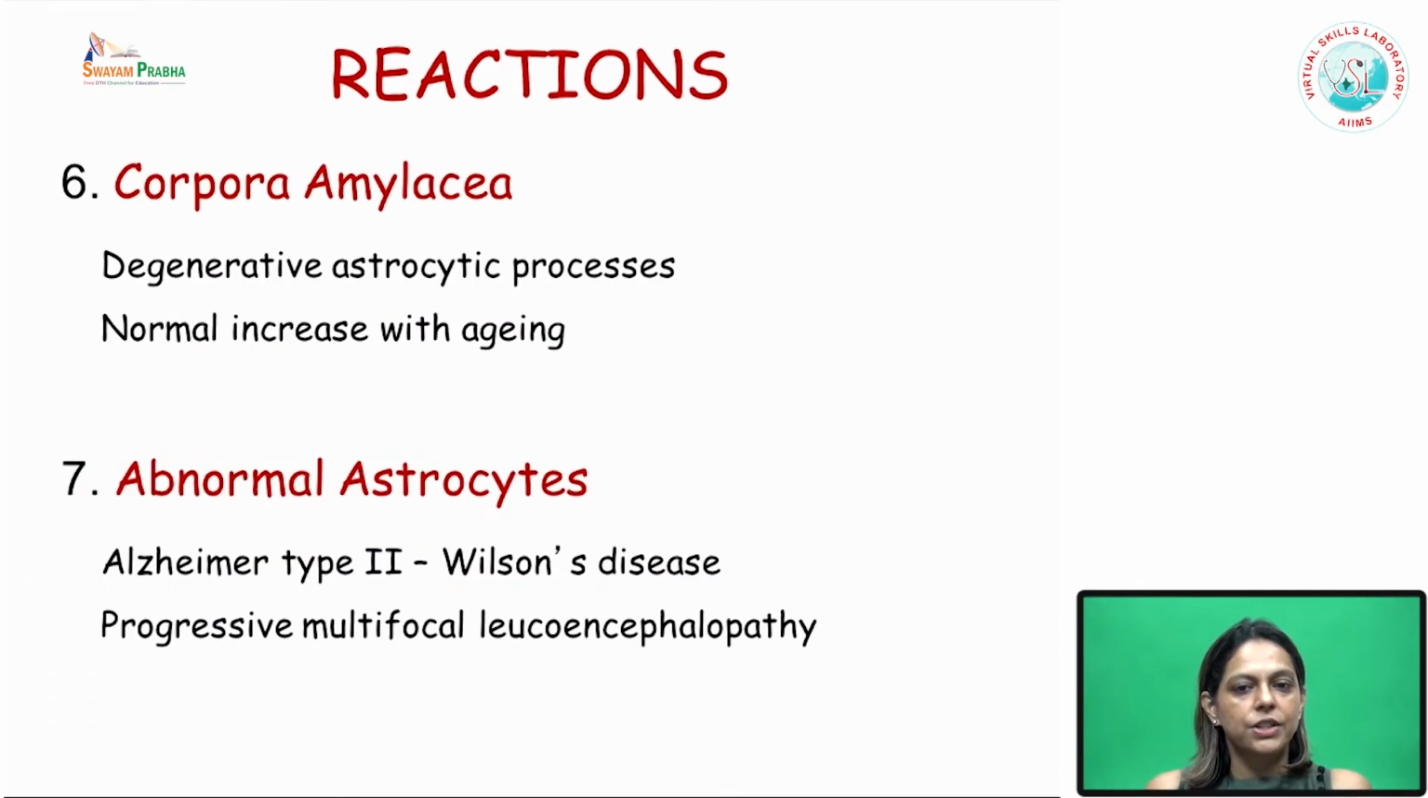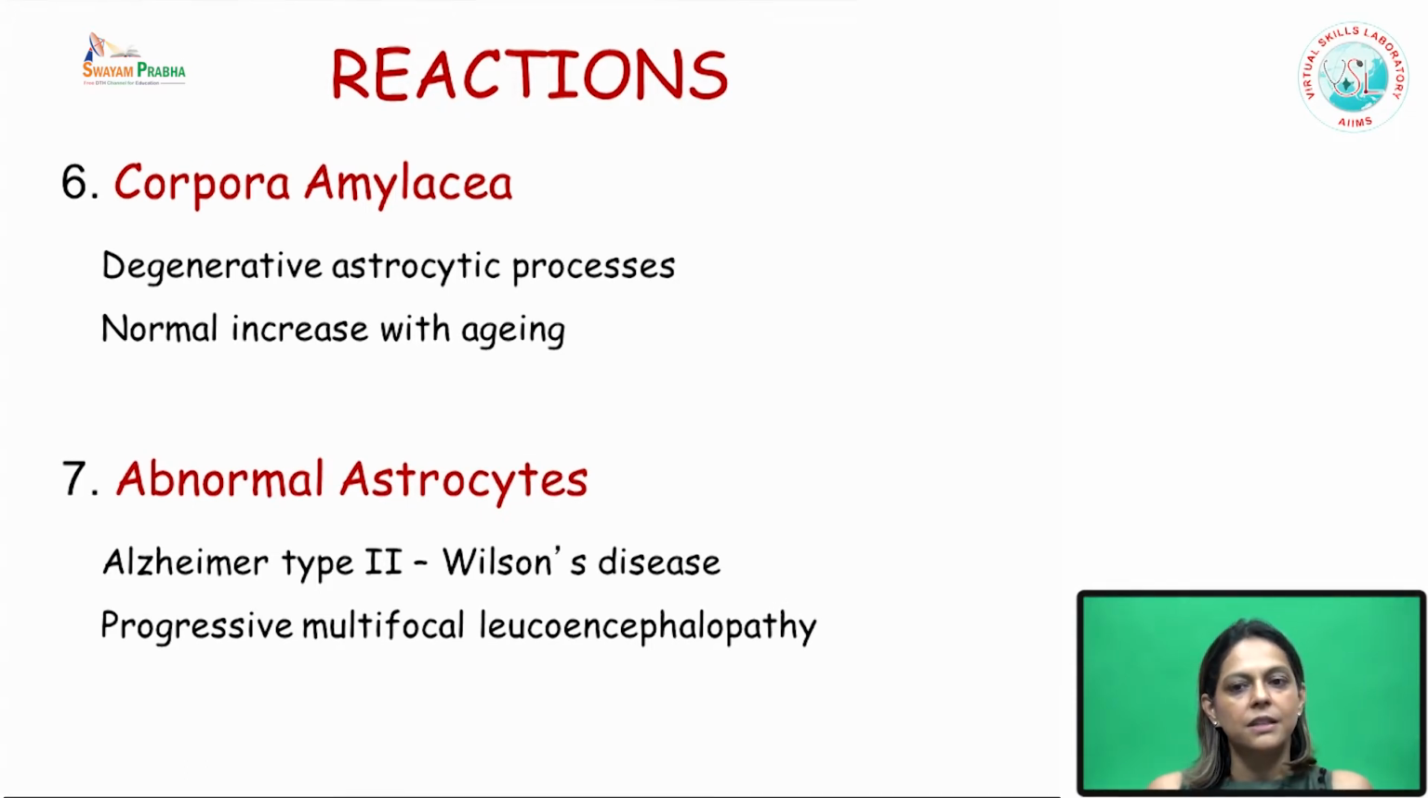Now, next reaction which you can see in astrocytic processes is presence of corpora amylacea. It's again a material which gets accumulated in the brain with aging. And you can also see presence of abnormal astrocytes in diseases like Wilson's disease, where they are known as Alzheimer type 2 astrocytes, but they have nothing to do with Alzheimer's disease. Okay. So, they are only known as Alzheimer 2 astrocytes. And there is a disease called progressive multifocal leukoencephalopathy, which is seen in patients with HIV, and in this disease also you can see abnormal astrocytes.